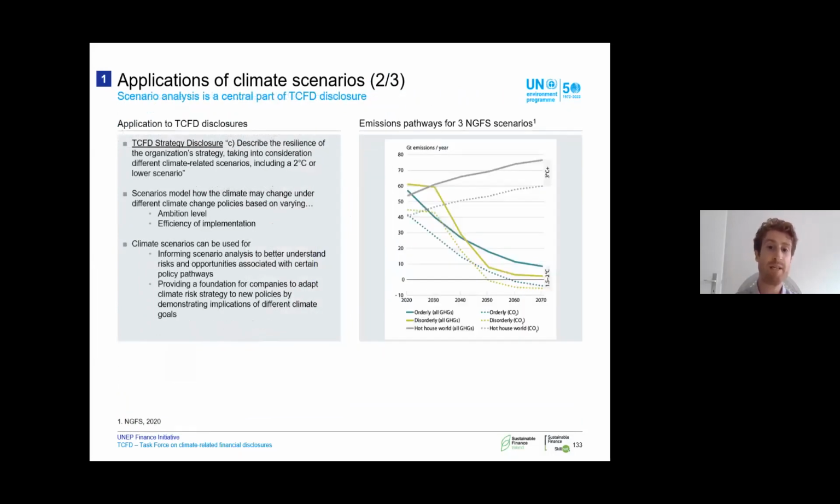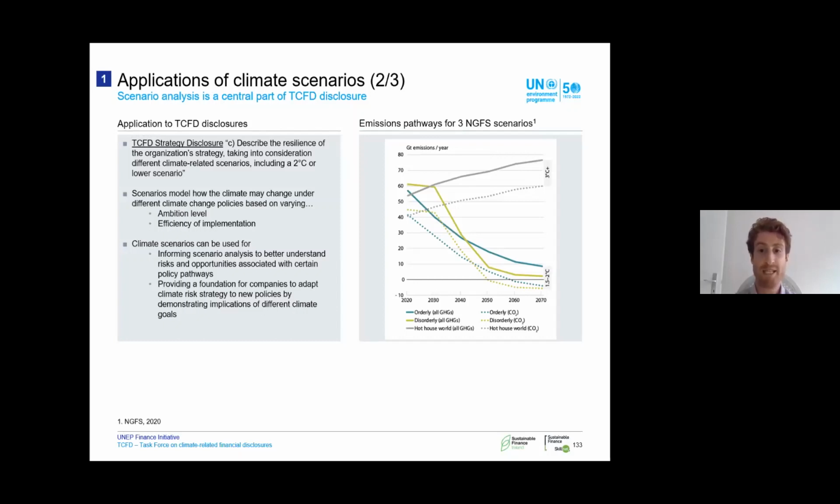So to go into a bit more detail on the applications, as I said previously, in terms of the strategy disclosure, disclosure C covers this specific point about describing the resilience of an organization's strategy, taking into consideration different climate-related scenarios, including a 2-degree or lower scenario. So that's getting to some of the points that we were just discussing and covering around the need to use scenarios to look at different futures.